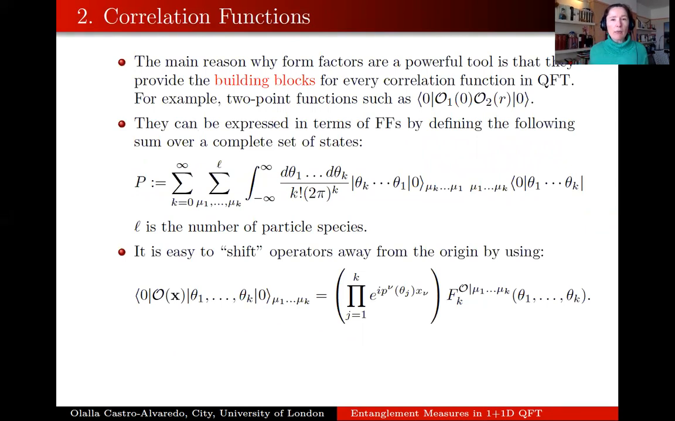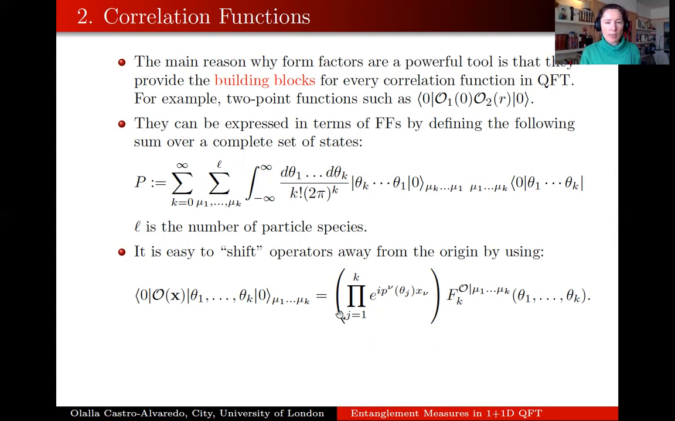The usual way we go about this is that we start with a two-point function of two fields. We construct this projection operator, which is a complete sum over the set of states I just introduced, with the correct normalizations and integrations. And then we insert this between the two operators, O1 and O2. Now, because the form factor, technically speaking, is defined with the operator sitting at 0, if an operator is sitting somewhere else, we would like to move it to 0. And this is not difficult. We just have to do a translation.